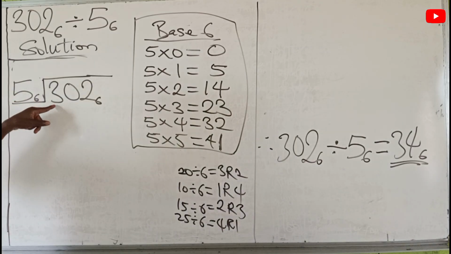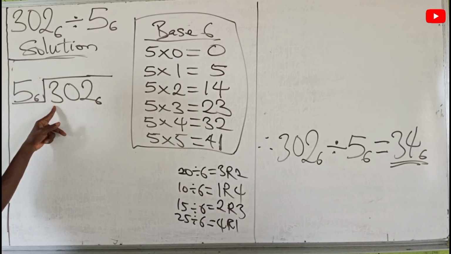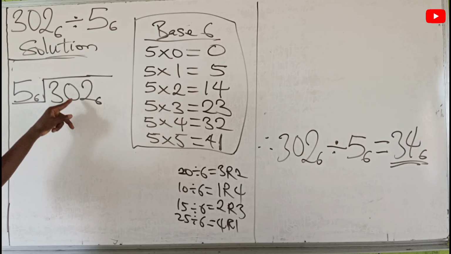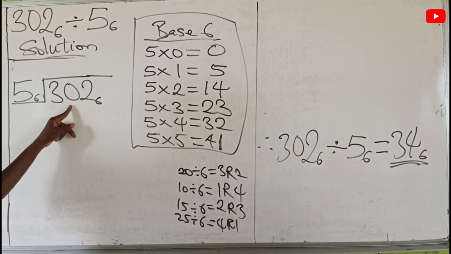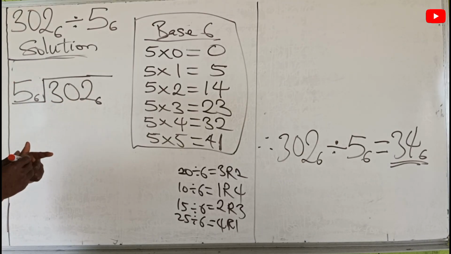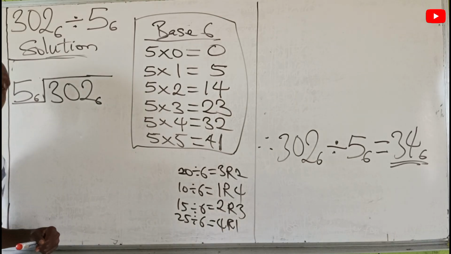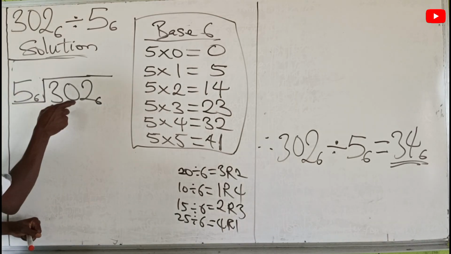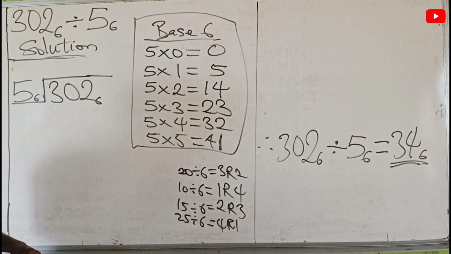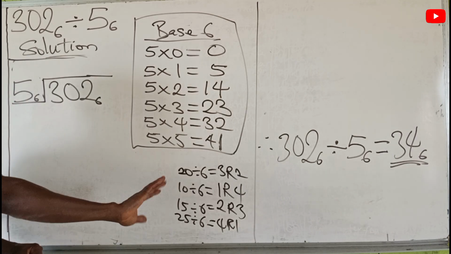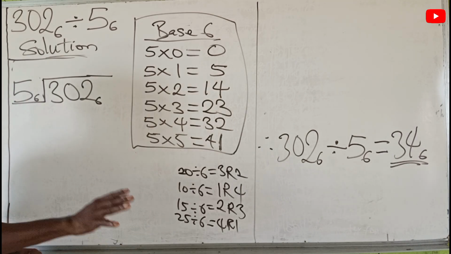Now, 5 cannot divide 3 because 3 is less than 5. So let's join the next digit, that is 0, making it 30. 5 divide 30. Now take note, we are doing the division in base 6. So 5 divide 30 is not 6. That is normal base 10, where 5 divide 30 is 6.